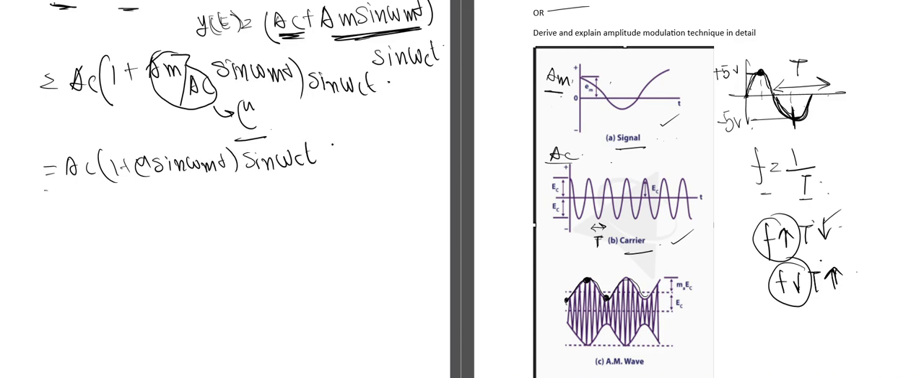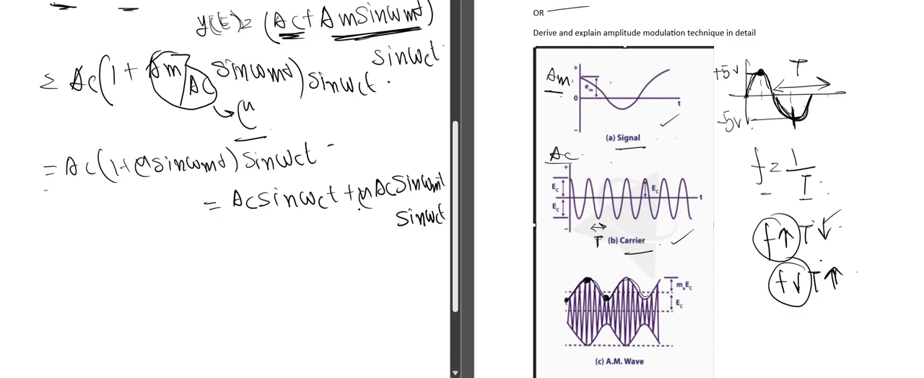So we can represent it as A_c times 1 plus mu sine of omega_m t, into sine of omega_c t. If we find the product, we will get A_c sine of omega_c t plus mu A_c sine of omega_m t into sine of omega_c t. If we expand this term, we know sine A sine B is equal to cos of A minus B minus cos of A plus B, with a factor of 1 by 2.